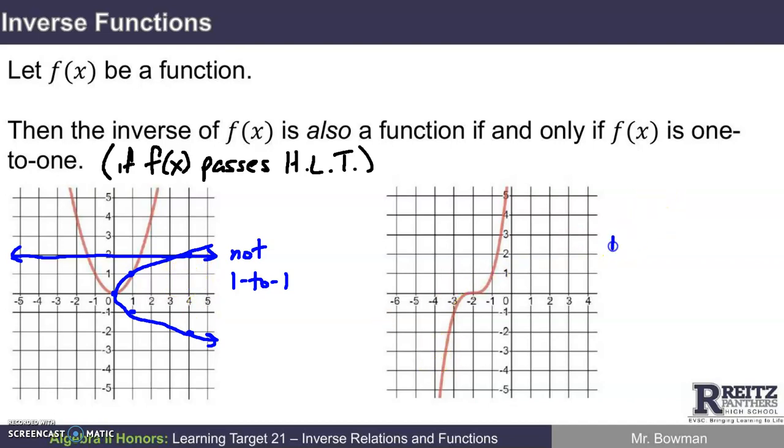This function is one-to-one. Any horizontal line you draw there would cross the graph at only one point. So it is a one-to-one function. And what that means is that the inverse of that function will also be a function. So essentially you've got to decide whether or not the function is one-to-one.